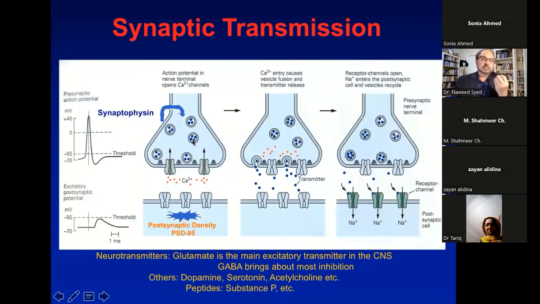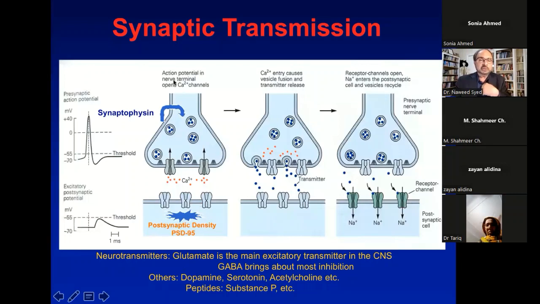On the presynaptic side, you have synaptophysin, synaptotagmin, synaptobrevin. These synaptic proteins are kept in vesicles, and they contain the neurotransmitters. And on the other side, you have postsynaptic density protein, which brings about all the postsynaptic machinery, and it tethers it and puts it right in front of the synaptic terminal.